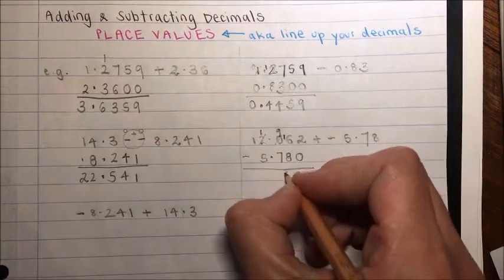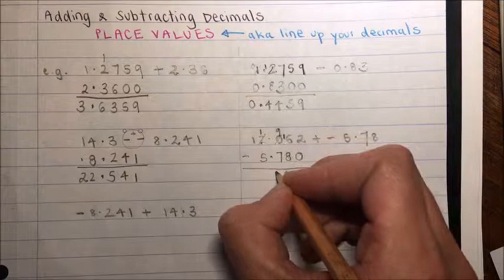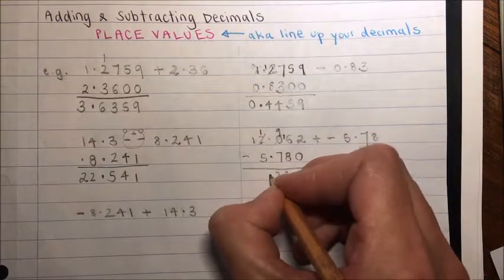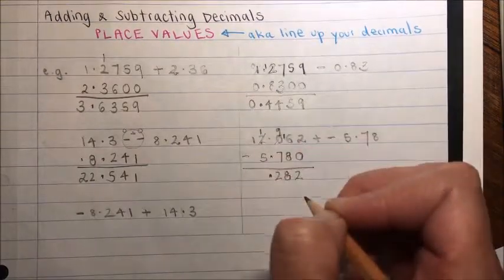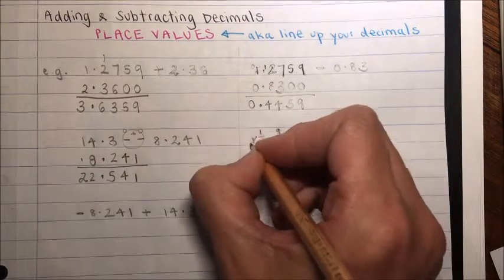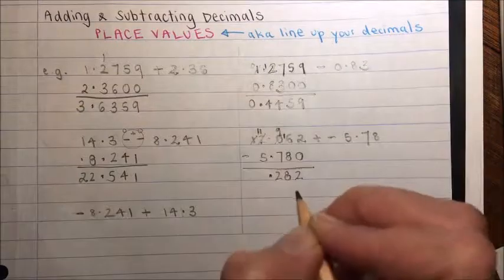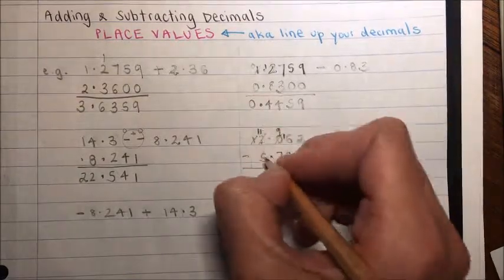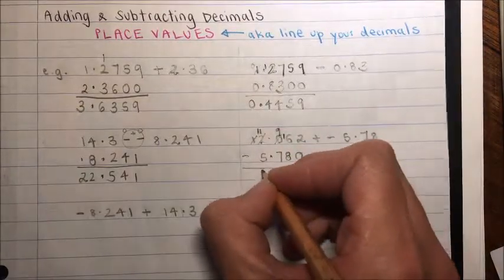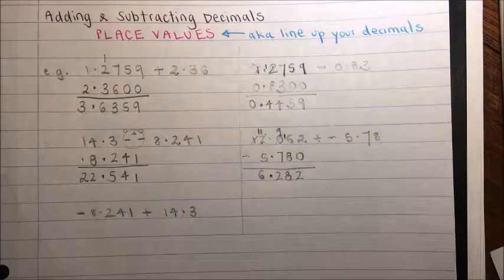16 minus 8 is 8. 9 minus 7 is 2. Decimal. 1 minus 5, can't do that. So I'm going to take your 10, you'll become 0, and you'll become 11. So 11 minus 5 is 6. And there's my answer.